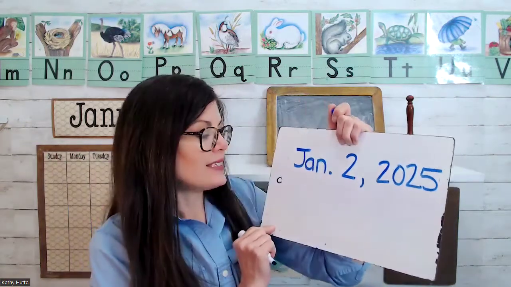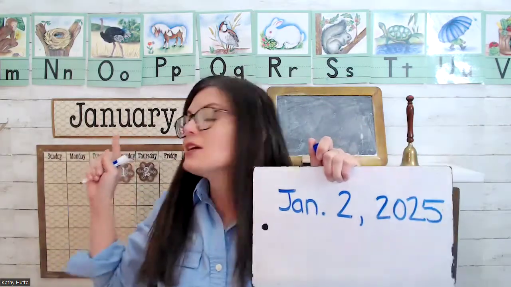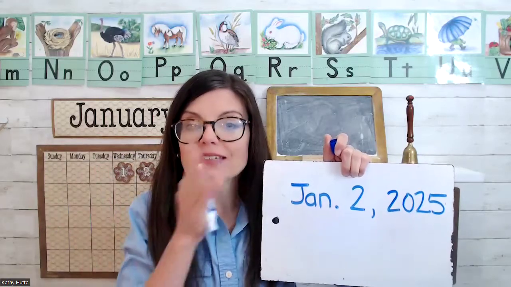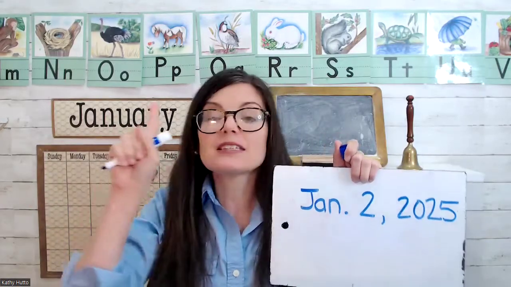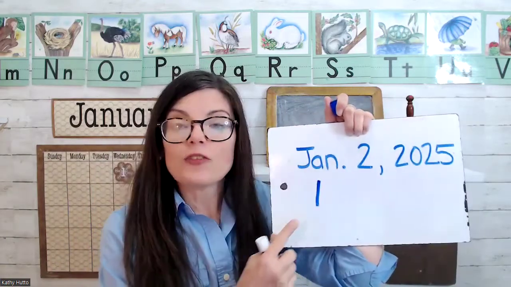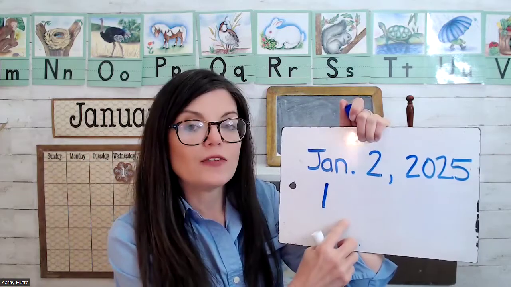Another way to write the date is, let's use a number for the month. So there are 12 months in a year. Every month has its own number. January is the first month, so we write number 1. If it were February, we would write 2. If it were December, we would write 12.